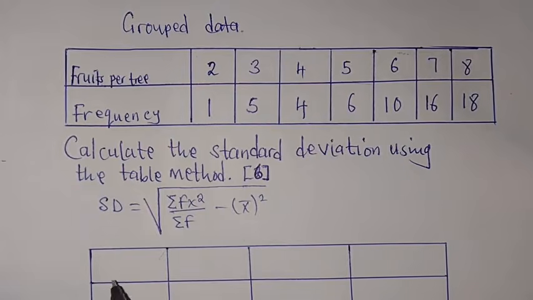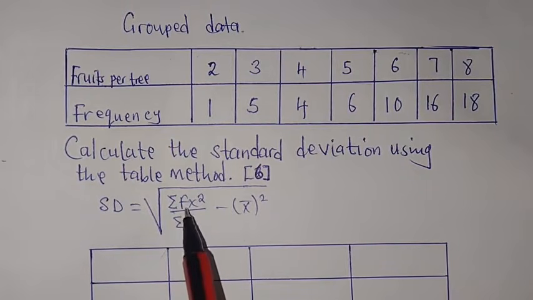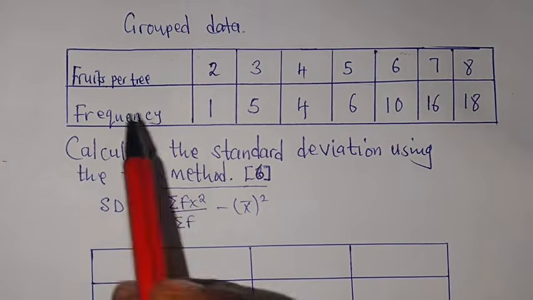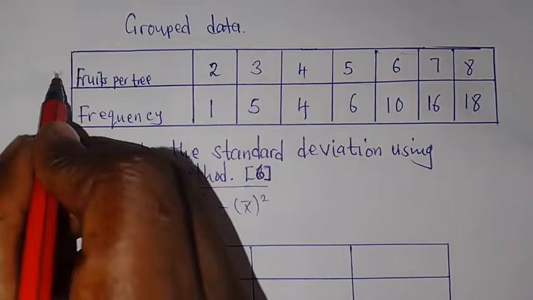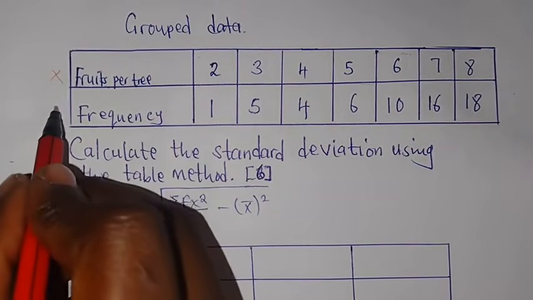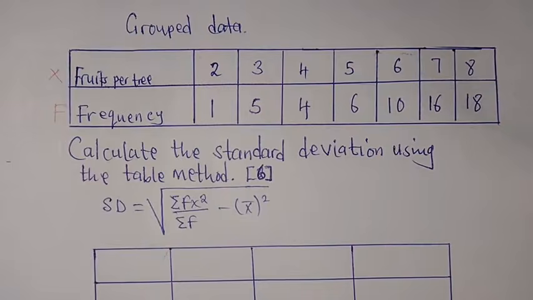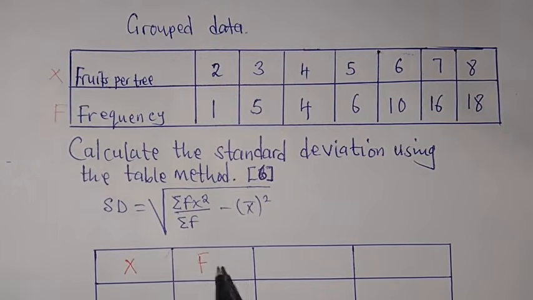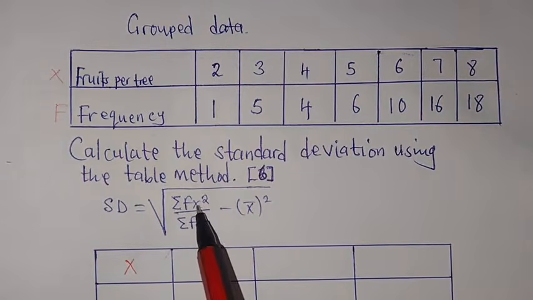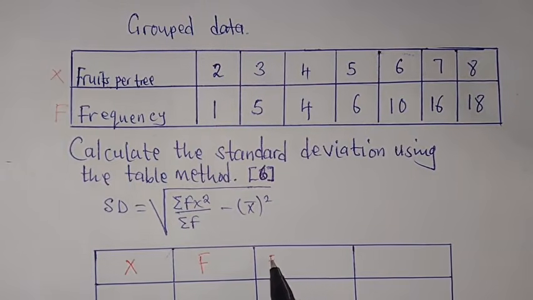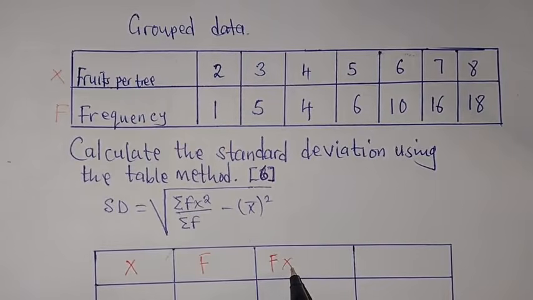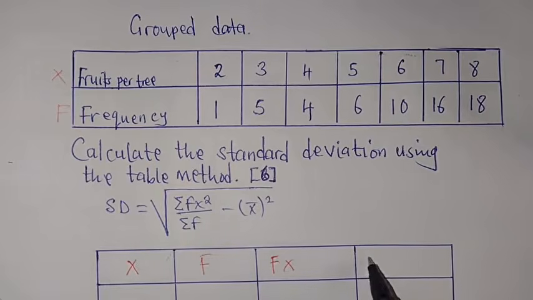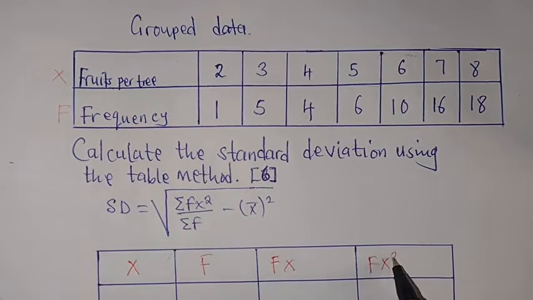In this table, remember I'm saying we must have the column for x and the column for f. So this one right here on top will present the x values. Then this is the frequency, which will be what? F. Okay, so right here we'll put x and here we'll put f. Then we have fx right here. Then we can see we have fx squared, so we are going to have fx squared.